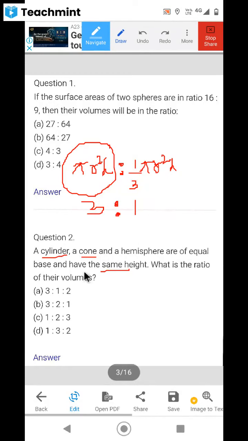Definitely it will be coming, no? And if you see here, 3 is to 1. Whatever comes for the hemisphere, that's a different issue. For the hemisphere we are going to get 4/3... yes, not 4/3, 2/3. 4/3 is the full sphere, no? 2/3 means it is the hemisphere. 2/3 πr³, right? 2/3 πr³.